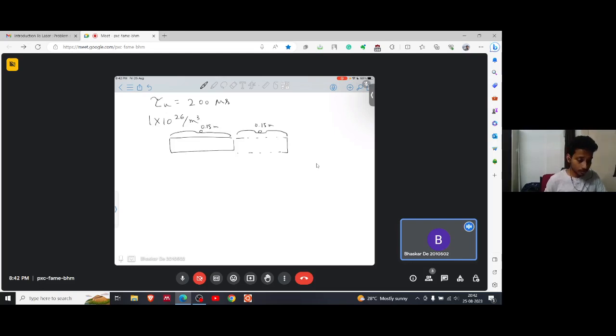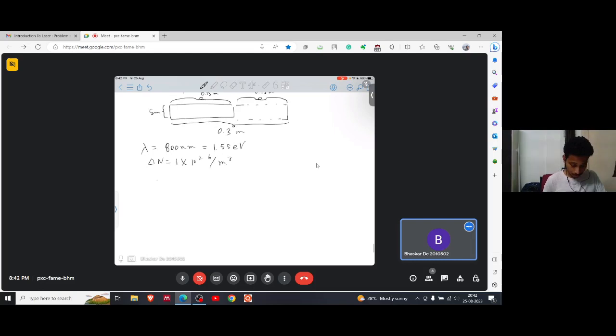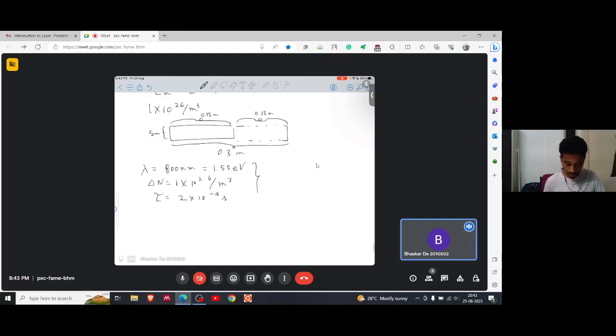So there is one reflecting coating, so that means the light is traveling twice the distance of the rod. So 0.3 meter, and the diameter is 5 mm. Now lambda equal to 800 nanometer, that means 1.5 eV. Then delta n equal to 1 into 10 to the power 26 per meter cube. Then tau equal to 2 into 10 to the minus 4 seconds.